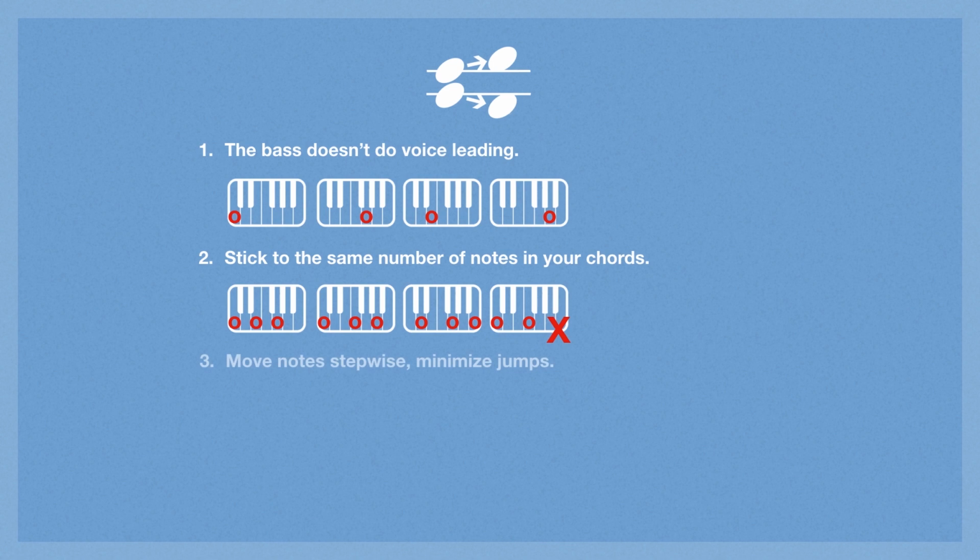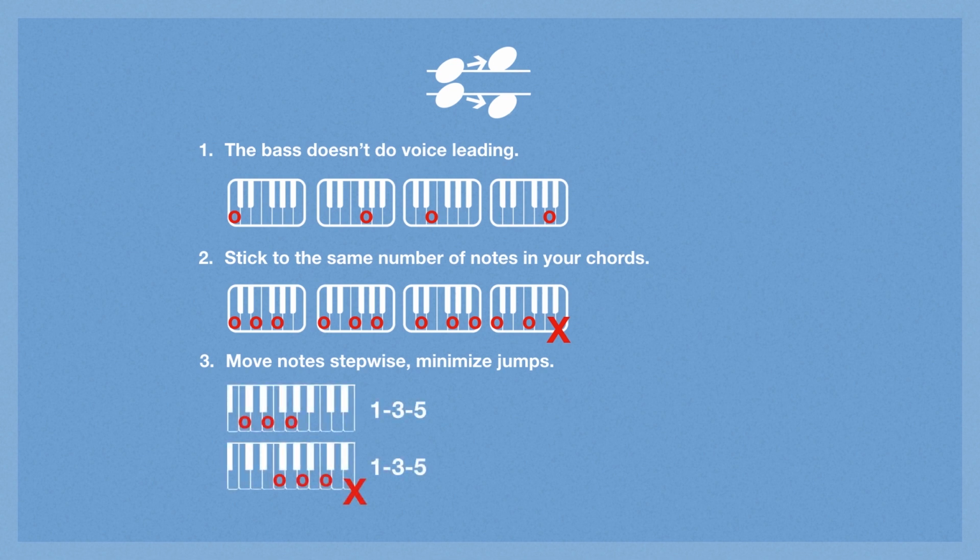Next would be moving notes stepwise and minimizing jumps. Okay, so I'll show you an example here first of a chord progression that is moving from this configuration we talked about. This is the root position, from a C major to an F major without proper voice leading. So it's using the same configuration for both of those chords, and that leads to a big jump between all of those notes, right? I'll play that for you so you can imagine what that sounds like.